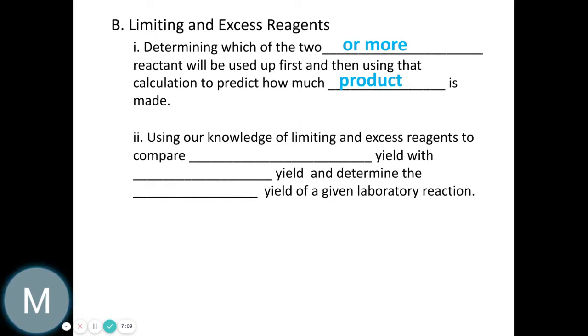When you think if you're making cookies, you might be limited by the amount of flour you have, or you might be limited by the chocolate chips that you have, or whatever it might be. And then using our knowledge of limiting and excess reagents, we will learn how to compare what's called the theoretical yield with the actual yield, and then determine what is considered to be the percent yield in a lab setting. Okay, so that gives you an overview of everything we'll be doing with stoichiometry. Again, we're just going to address that letter I, mole to mole type of calculation in today's lesson.